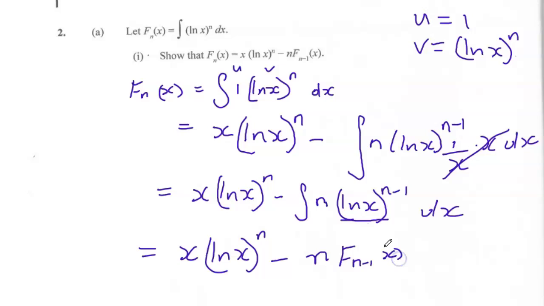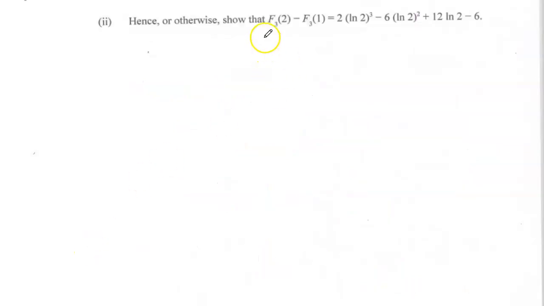Alright, of x. So therefore, proven. Hence show that f subscript 3 of 2 minus f subscript 3 of 1 is equal to the expression we have on the right hand side. So let's find this expression first.